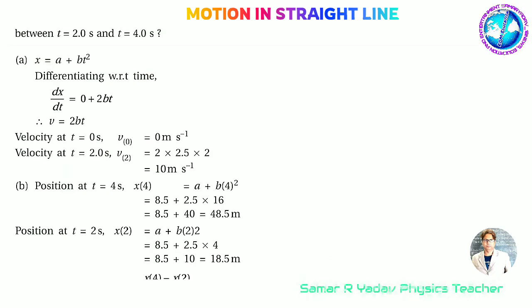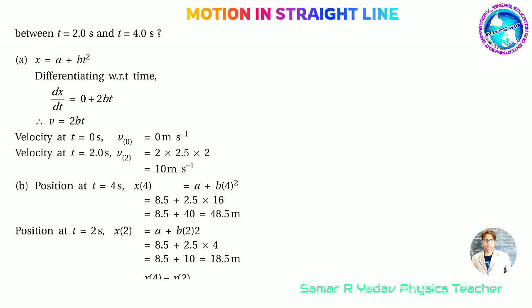A, x is equal to a plus b t squared. Differentiating with respect to time, dx by dt is equal to 0 plus 2bt. Therefore, v is equal to 2bt. Velocity at t is equal to 0 second, v0 is equal to 0 meter per second, and velocity at t is equal to 2 seconds, v2 is equal to 2 into 2.5 into 2 is equal to 10 meter per second.